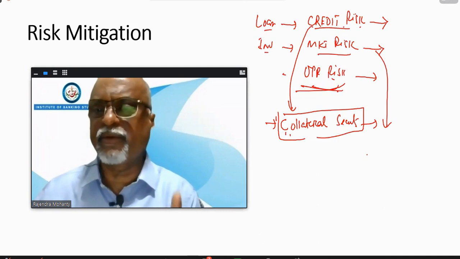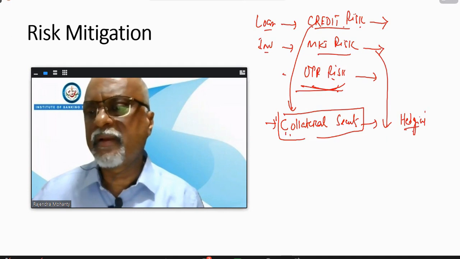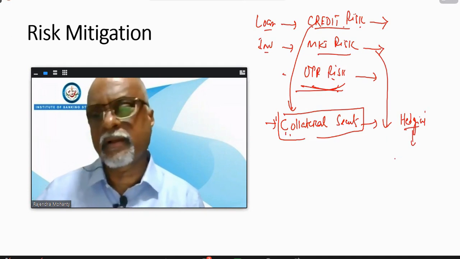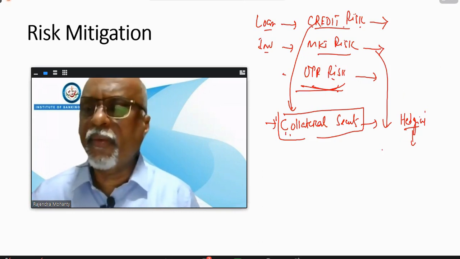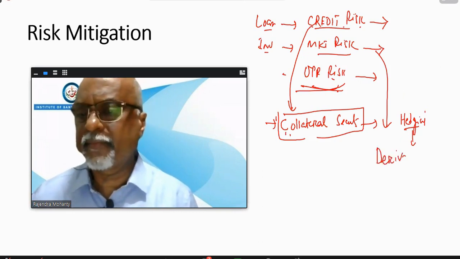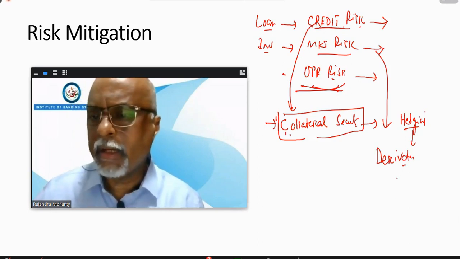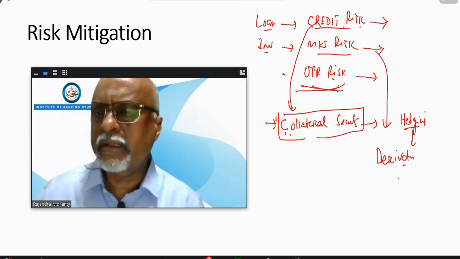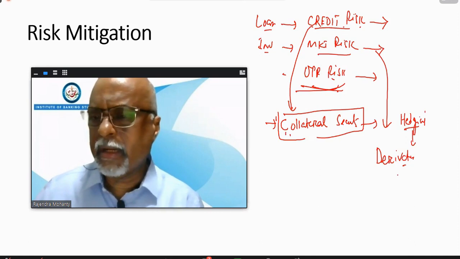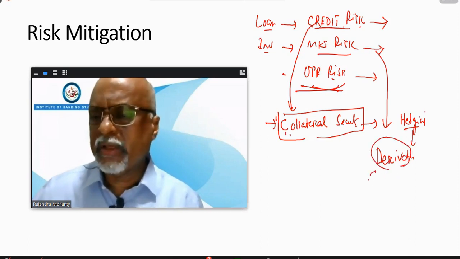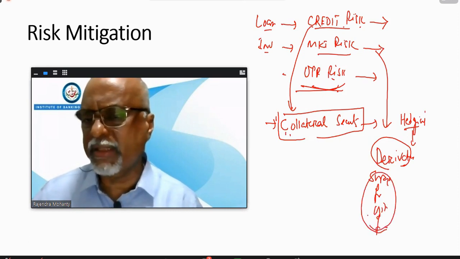For market risk, hedging, sir. Yes, hedging. Hedging is the term, but how is hedging done? Can you name any instrument? Hedging is done through what kind of instruments? Forward booking, sir. Derivatives. Okay, basically we can call those derivatives. Derivatives, sir. Arbitrage. What is arbitrage? Arbitrage is coming in your foreign exchange.